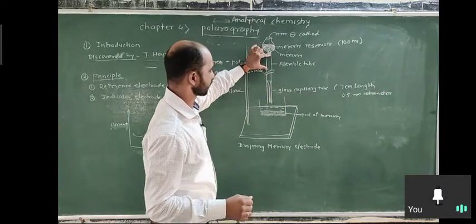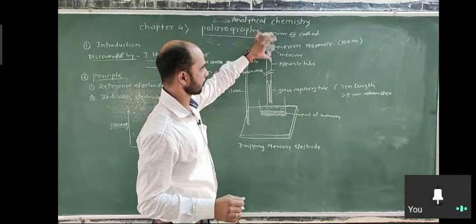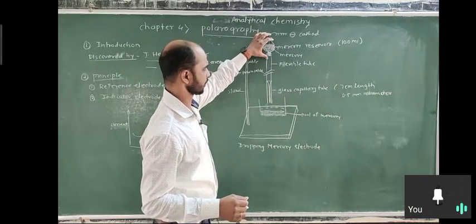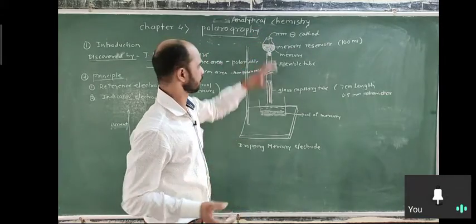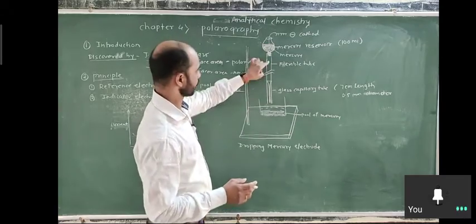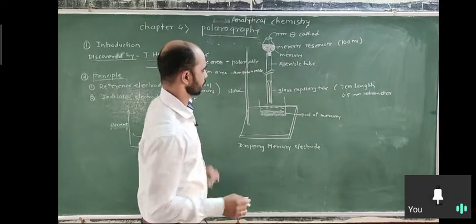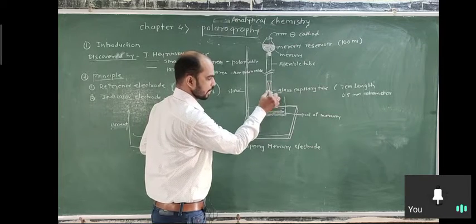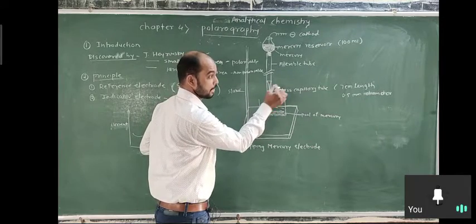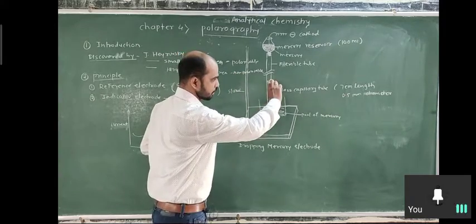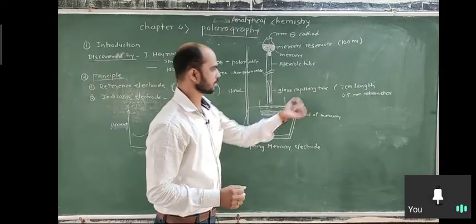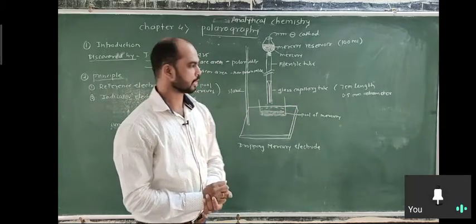Here is a flexible tube which is attached to this container, this vessel, or it is a cone, it depends, a round bottom flask. The flexible tube is here, and here a glass tube is attached containing the capillary. So here is a glass capillary tube. The length of this tube is 7 centimeters, and the diameter is about 0.5 millimeter.